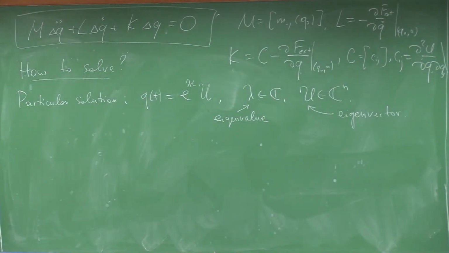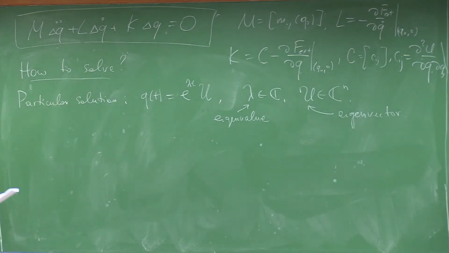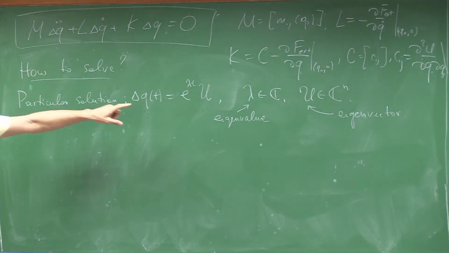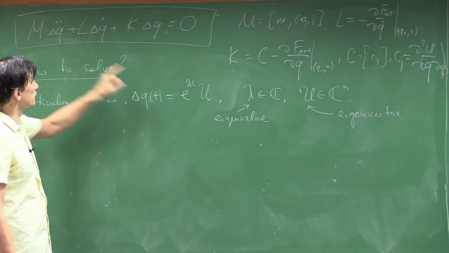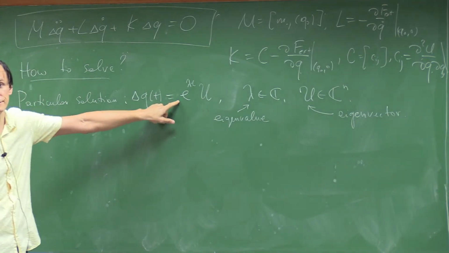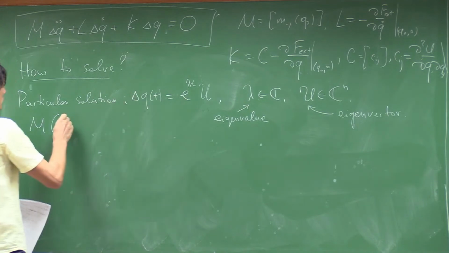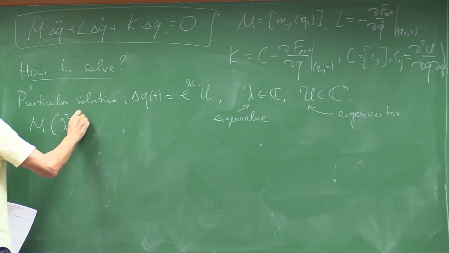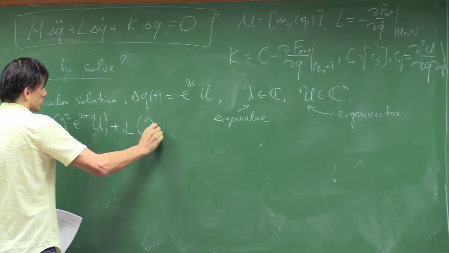So the first step we'll do is we substitute this expression into the equations. Now everything is becoming simpler because differentiation with respect to time just gives lambda. The second time derivative gives lambda squared. So what you get, m times the second derivative gives lambda squared. The first derivative just gives lambda.